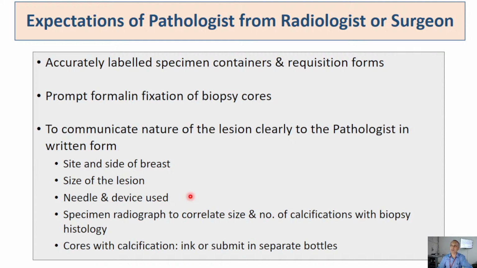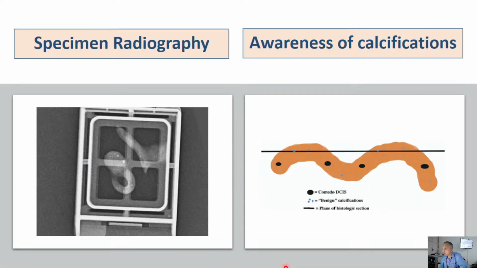Suppose a WAB has been used. The specimen radiograph I have already talked about, stating which cores contain the actual suspicious calcification. What the radiologist can sometimes do is send the suspicious cores in a separate container rather than putting all the cores in one container. If that is done, we will be more focused on that suspicious core container. So cores with calcification can be inked or submitted in separate bottles.